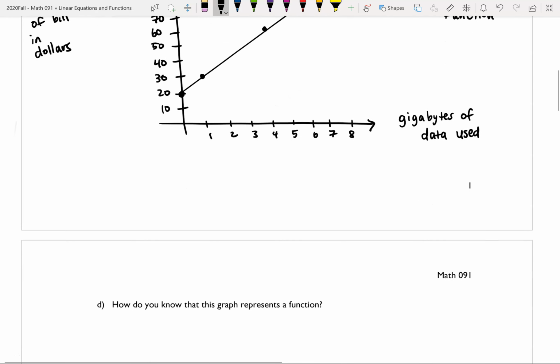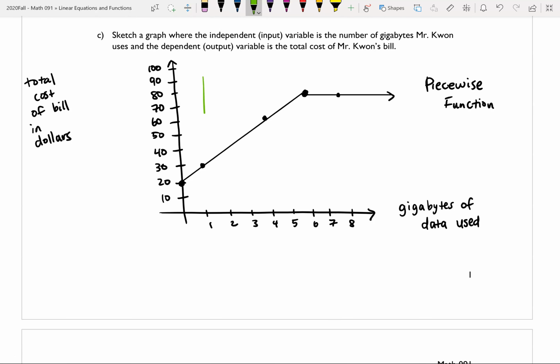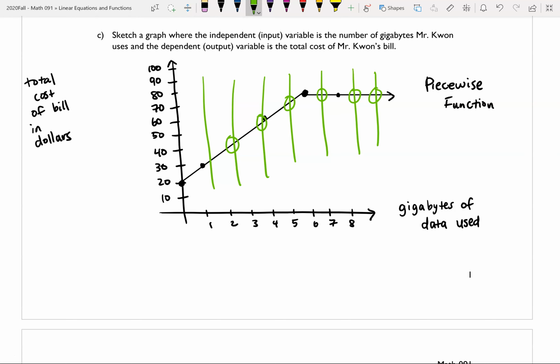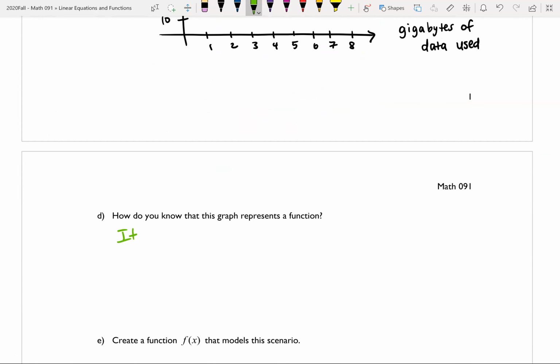And the next part D, says, how do you know that this graph represents a function? Well, if I take any vertical line, if I run the vertical line test, it only intersects the graph at all of these places at exactly one spot. So for this one, we can say it passes the vertical line test.